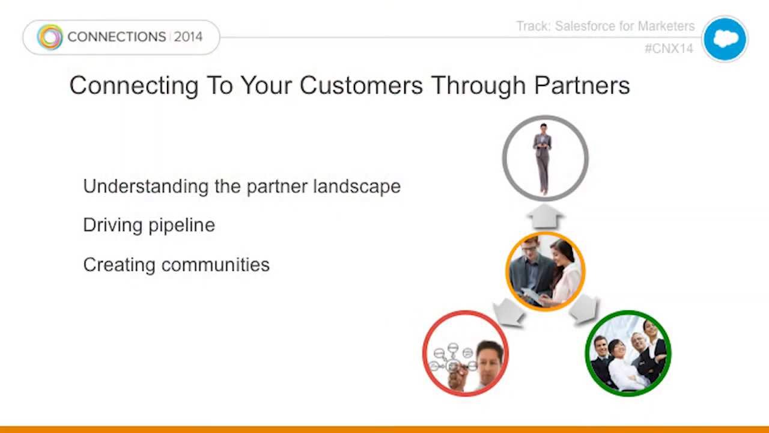And then connecting to your customers through partners. So by actually looking in Sales Cloud at which partners are driving which opportunities and which partners are driving closed deals, we can really understand what is actually driving that pipe.